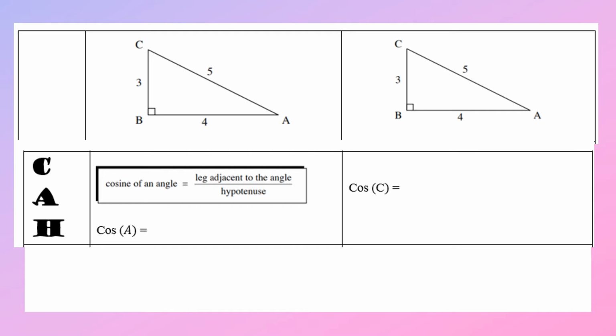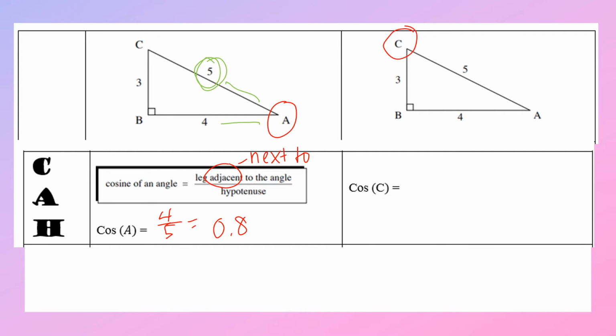Now cosine. When you see a cosine, you are going to do adjacent over hypotenuse, and adjacent means next to. Hypotenuse is always going to be your longest side. If I'm looking at A here, you can argue that this side is next to A and so is this side, but we know that the longest side is always going to be the hypotenuse. So your adjacent side would be 4 and your hypotenuse is 5. Again, you can make that a decimal if you want. You do not have to.